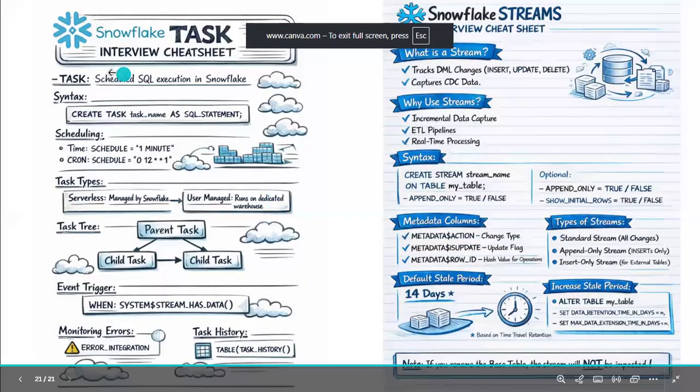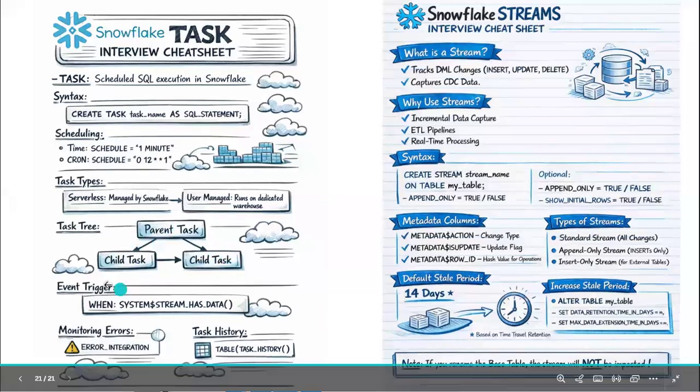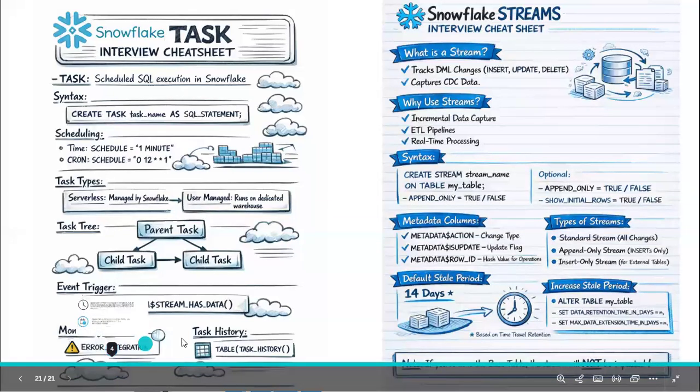Let me go here. Task means scheduling SQL execution in Snowflake. So what is the syntax? Create task, task name. I can use a time schedule or a count schedule. Run on a dedicated warehouse, so to run this task we need a warehouse. Task tree: we have a parent task and a child task, and you can create a relation between these tasks. And then we have an event trigger. As I showed you in the catalog, we can track the errors and the history related to that particular task. This is about task.